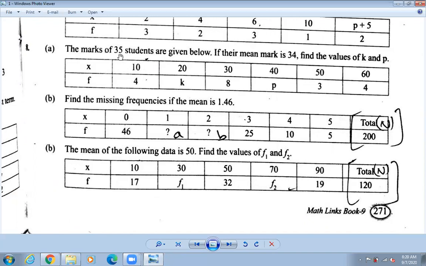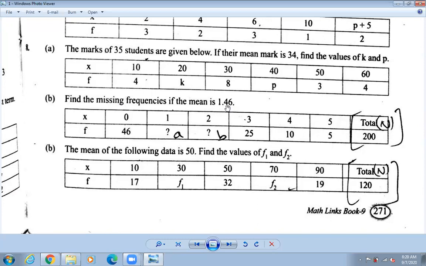Okay, and we got it. So n we got it. So n is how much? 35. Why is it n? Because how many students are there? There are 35 students. Total student कति जना? 35.